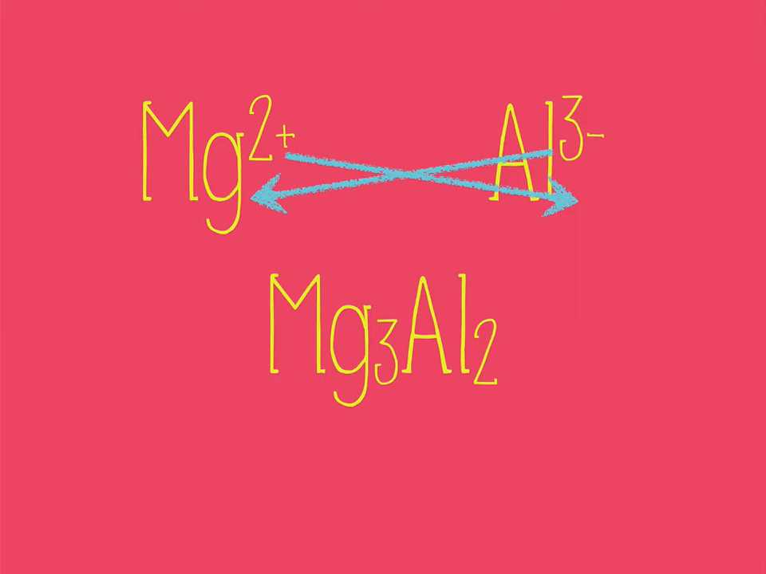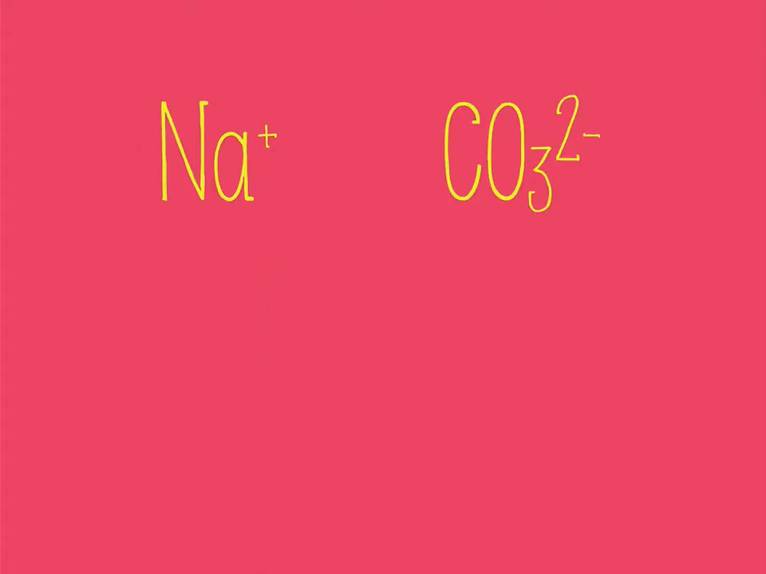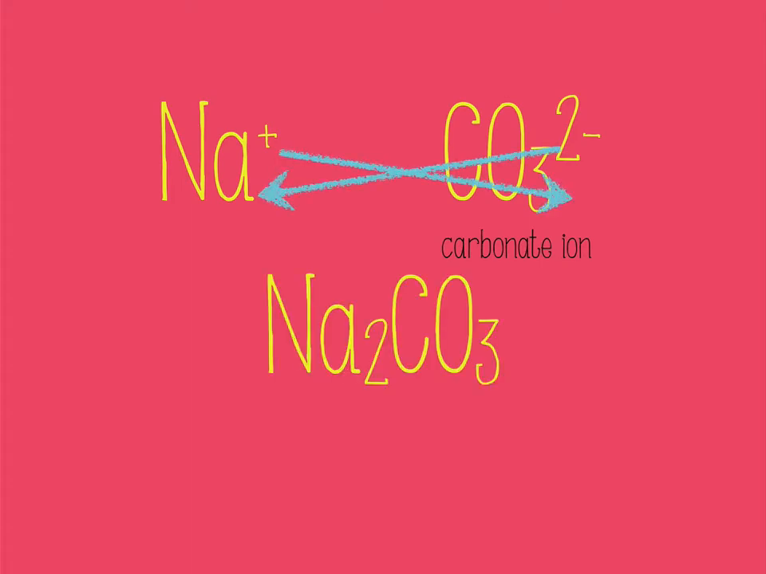The formula is Mg3Al2. It works because 3 times 2 is 6 in both cases. Sometimes you'll use polyatomic ions, which are compounds that have covalent bonds and an ionic charge. They behave just like any other ion that you would use. Let's try sodium and the carbonate ion. The drop and switch trick works, just like before.